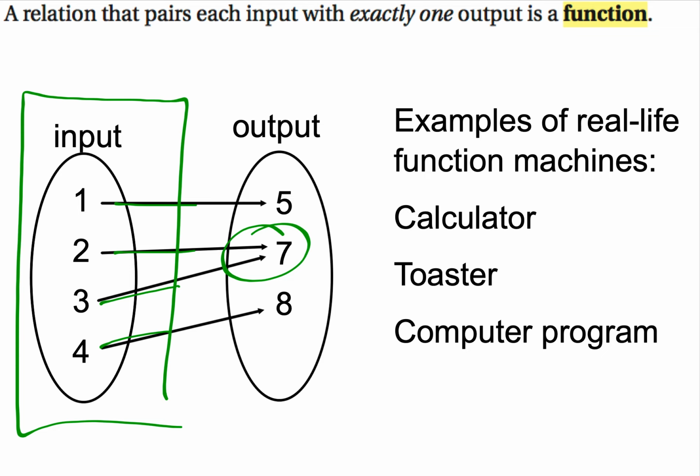Here's some examples of real-life functions. Your calculator. You'll input something into your calculator, like 2 plus 2. You press equals, and it outputs a 4 for you. And if you pick a different input, it'll give you a different output. But for any input, if the calculator is functioning properly, it will act as a function. A toaster, you can input bread and output toast. A computer program, you have several different inputs you could receive, and then the computer program will take those inputs and do some sort of calculation with them and have an output.